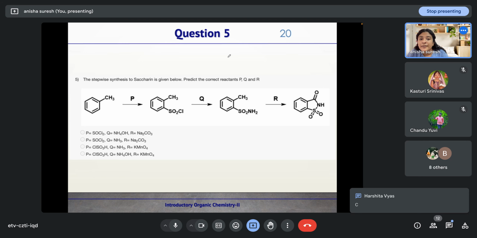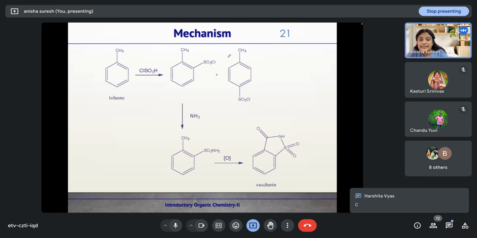We will see the mechanism. So toluene, once it is treated with chlorosulfonic acid, it will undergo electrophilic aromatic substitution reaction, leading to formation of these two products, ortho as well as para. Then when it is treated with NH3, NH3 will be replacing chlorine, and we will get this product. And then it can undergo oxidation.